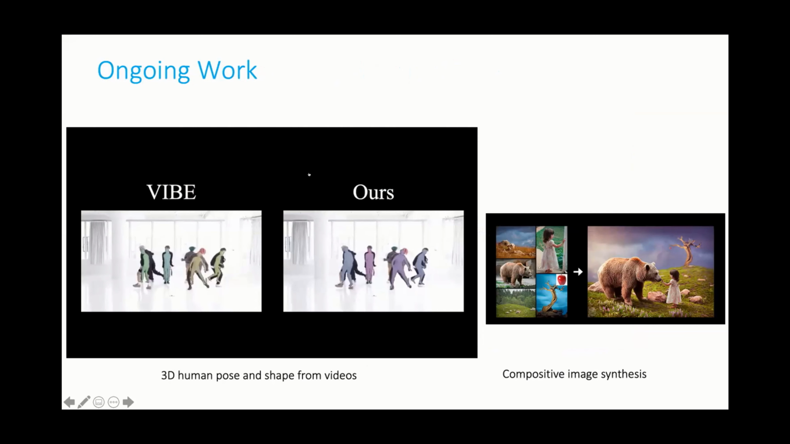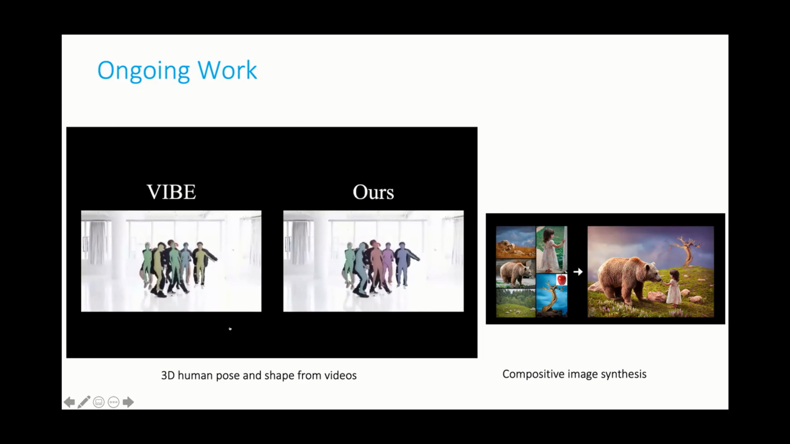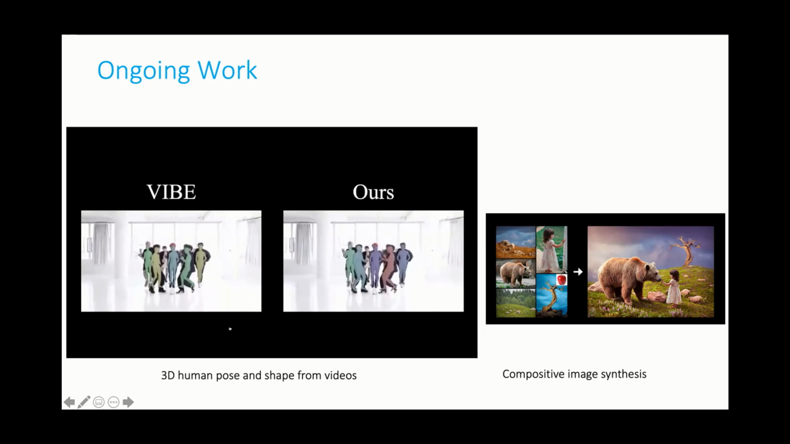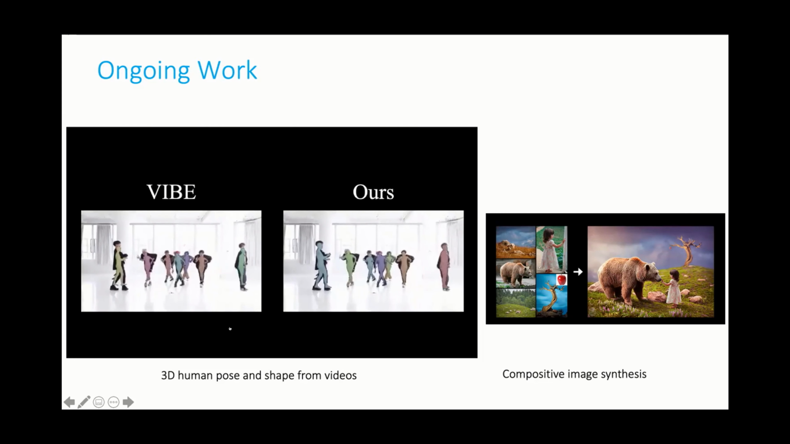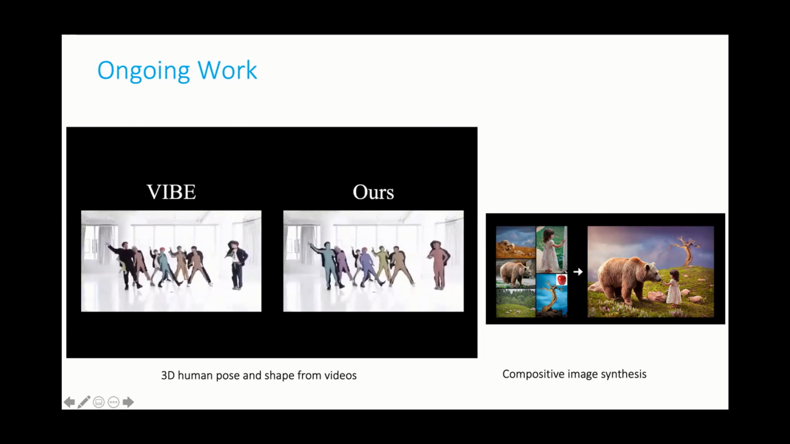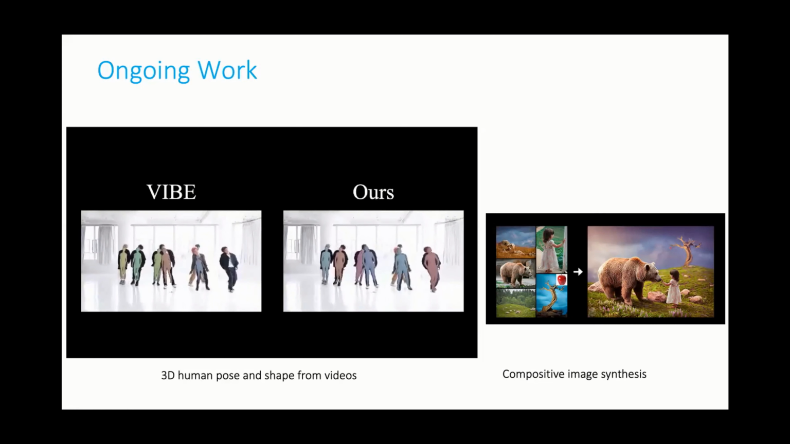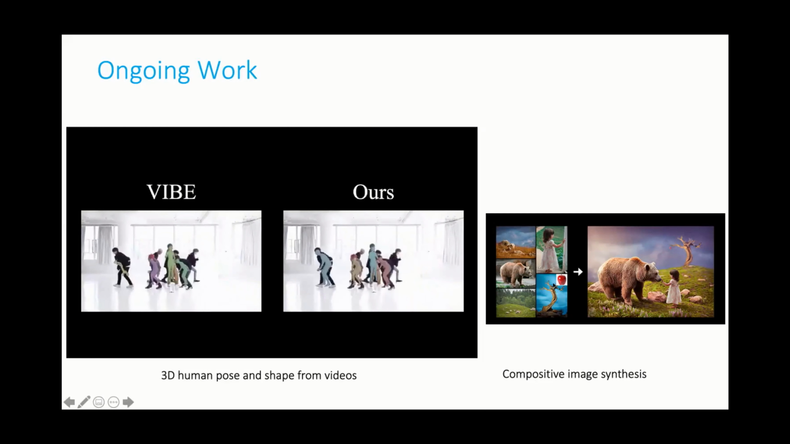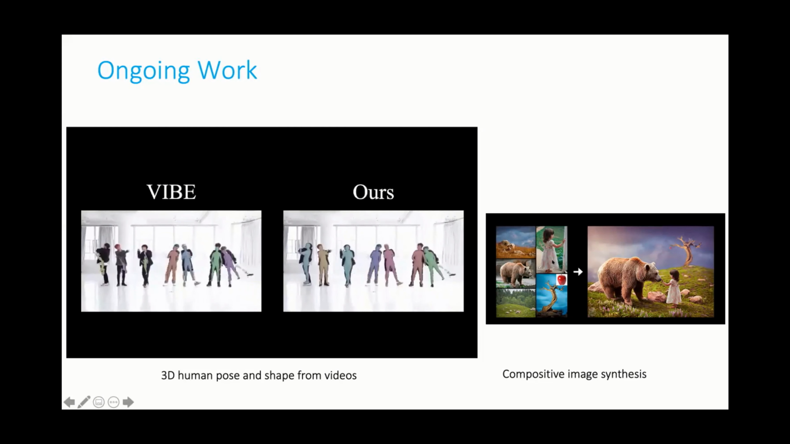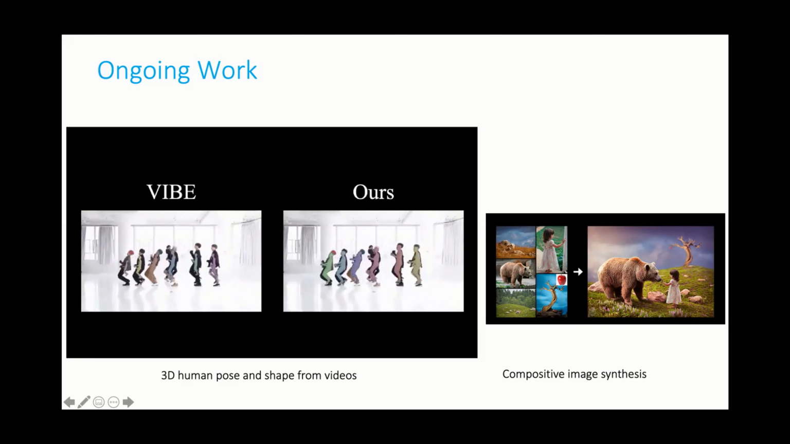And there's ongoing work that we have. We also work on human pose, as I mentioned, from a single image. How do you estimate 3D pose and shape? In addition, we also work on composite image synthesis. Say you have a number of images here, and we want to compose a new scene based on this input. How do you synthesize new results?